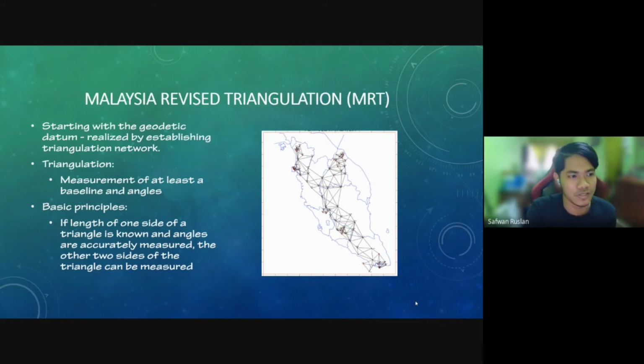Starting with the geodetic data, they realized this by establishing the triangulation network. So what is triangulation? Triangulation is a measurement of at least a base length and angles. The basic principle is: if the length of one side of a triangle is known and the angles are accurately measured, the other two sides of the triangle can be calculated.